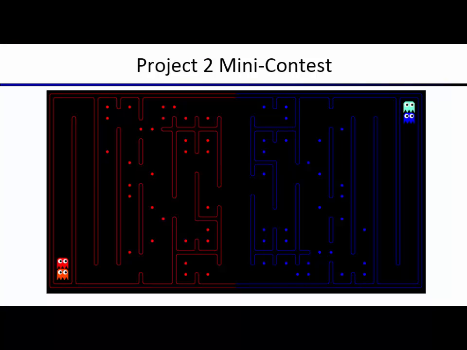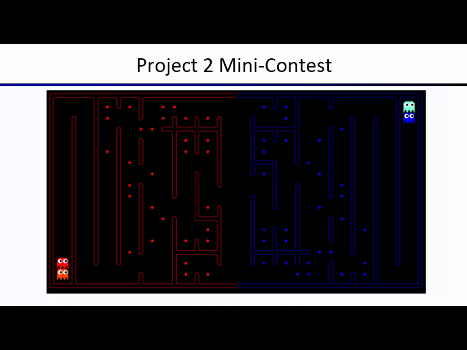All right, let's restart and take a look at the Project 2 mini contest. What was the contest here? On one side of the board, you are a ghost. That's your own side. That's the side you get to defend. On the other side, you're Pac-Man. You get to eat the dots.